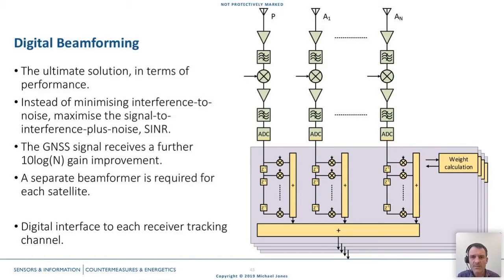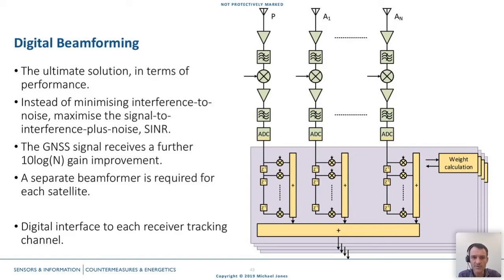But what we're doing is, instead of minimizing the jammer power, we're still minimizing the jammer power, but we're also trying to maximize the satellite power at the same time. And to do that, we need to steer a beam towards each satellite. And because we've got lots of satellites, we need one beamformer for each satellite that we're interested in, which is why we've got lots of the sort of purple boxes there, one of those for each satellite, and we're using that to steer a beam towards each one of those. And that gives you a sort of 10 log n further gain improvement, where n is the number of antennas you've got there.